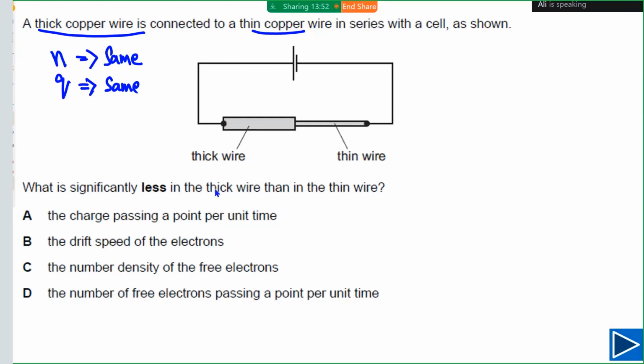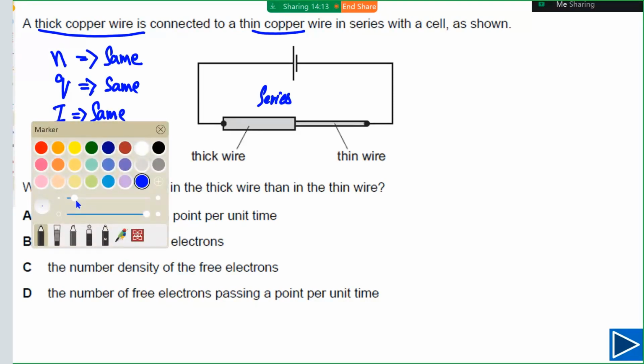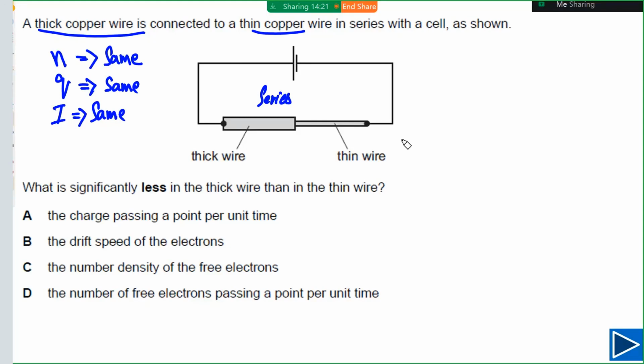What else is the same? If you look at these two wires, they are connected in series. As they are connected in series, it also means that the current is the same. So I is also the same. Now we can use the transport equation and find out what the question is asking us. Simply we can say I is equal to nqvA.